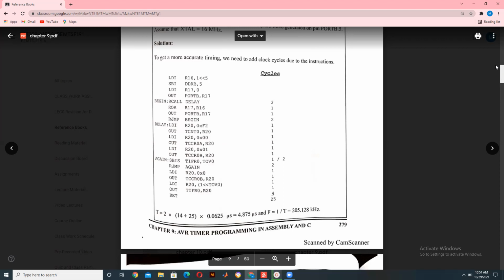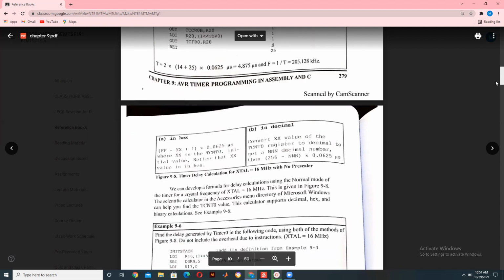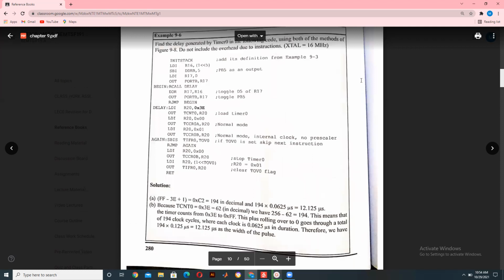Then just like we converted timer to hertz, time to hertz, we would be converting hertz to time, and now we would be converting time to hertz. Then after this, in 9.6, we find the delay generated by timer 0, and in this we are finding the delay using both methods of 9.8 and 9, which do not include the overhead due to instruction. What we simply do, the code is the same as given below, but we have to now recall the delay option that we would be having recalled in it.